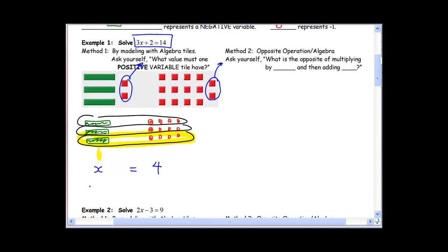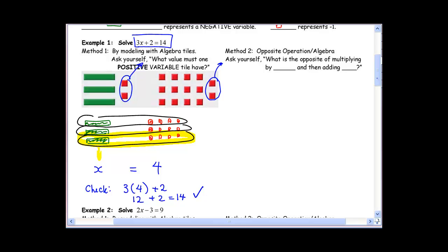Now, by the way, we can also check our answer. So we can check by plugging in our value of x into the original equation. So remember, our original equation is 3 times x, or 3 times 4, plus 2. 3 times 4 is 12. 12 plus 2 is 14. And that equals the right-hand side, so yeah, we know we're right.